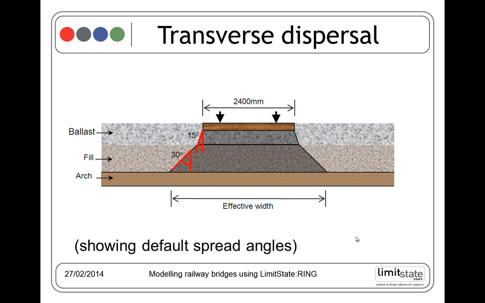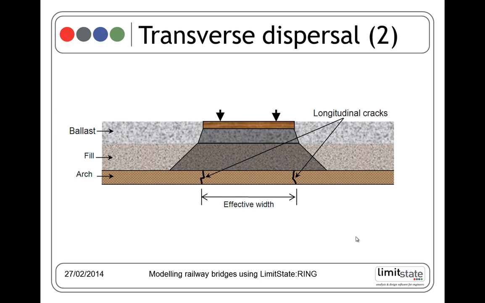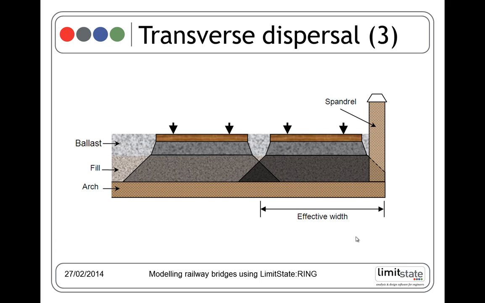So this is a transverse dispersal scenario. What you can do is allow the software to compute an effective width automatically using these distribution angles. And you can also cut off the effective width if, for example, you have longitudinal cracks in the arch barrel. Similarly, you may very well want to reduce the effective width depending on the overall extent of the bridge transversely. Clearly, you don't want an automatic effective width which is wider than the actual width of the bridge.